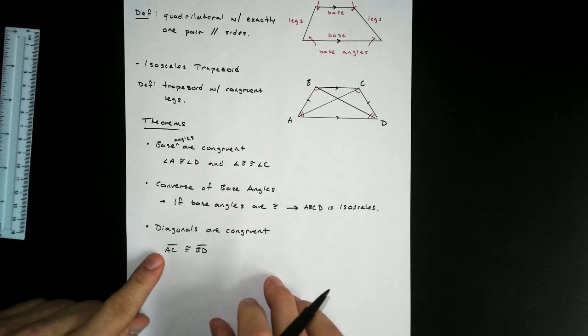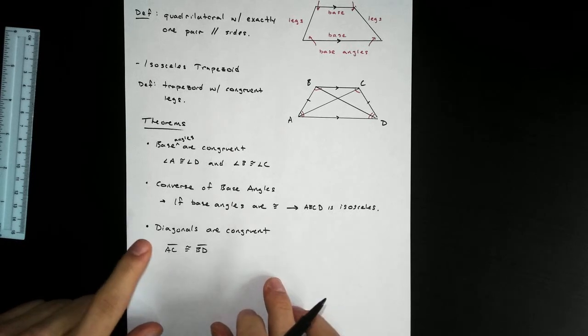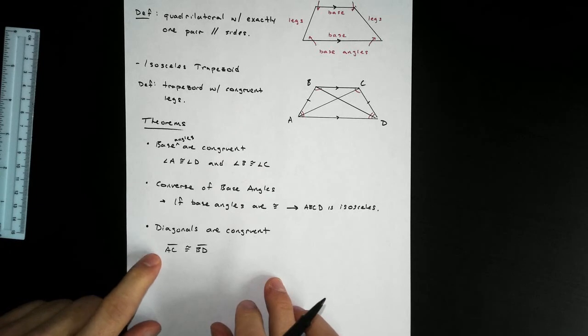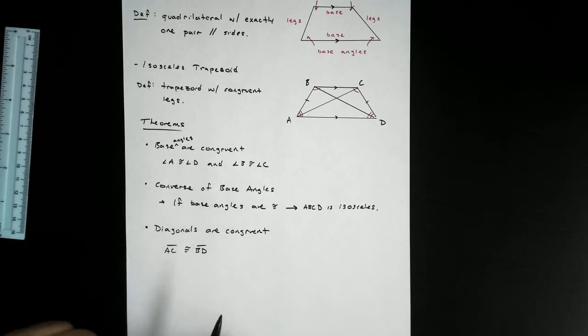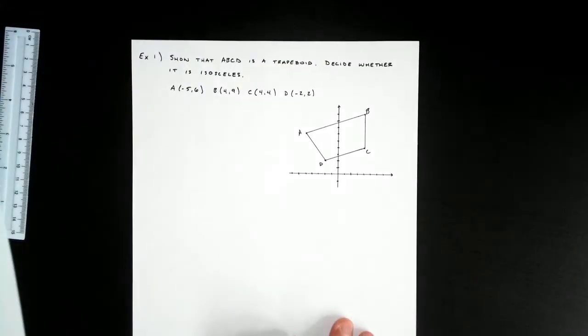And this one also works the other way. So this is an if and only if statement as well. So if I have an isosceles trapezoid, then the diagonals are congruent, or vice versa. If the diagonals are congruent, it has to be isosceles. All right, so now that we know a little bit about trapezoids and some of their properties, let's take a look at an example in the coordinate plane.